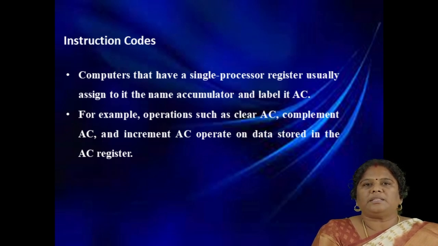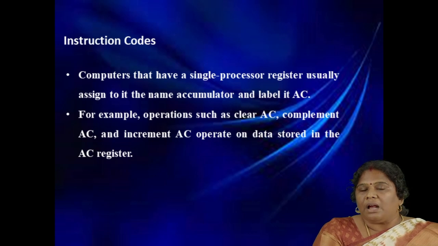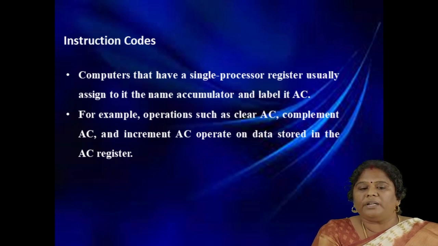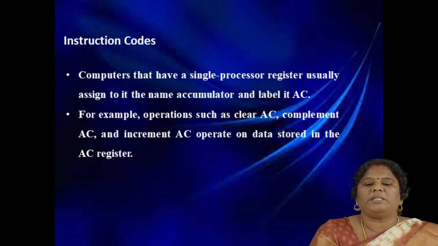Clear AC means clearing the accumulator register, that is, clearing the contents of the accumulator register. Complement AC means it will find the complement of the operand which was stored in the accumulator register. Increment AC means the content of the accumulator register is incremented by 1.